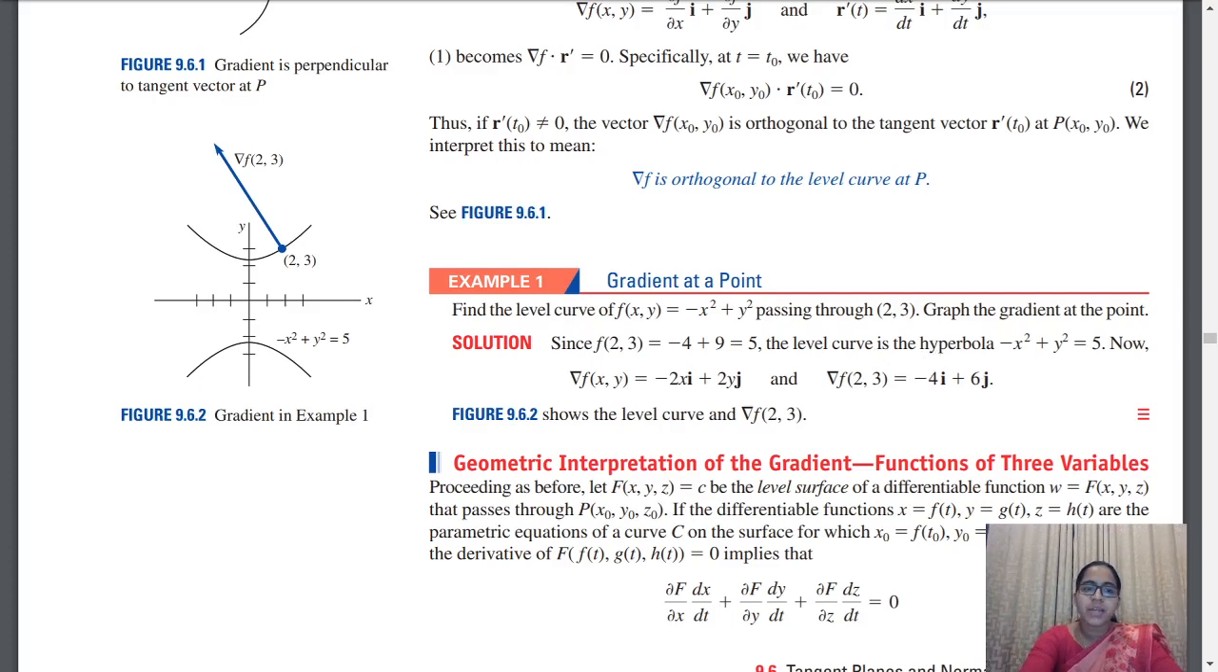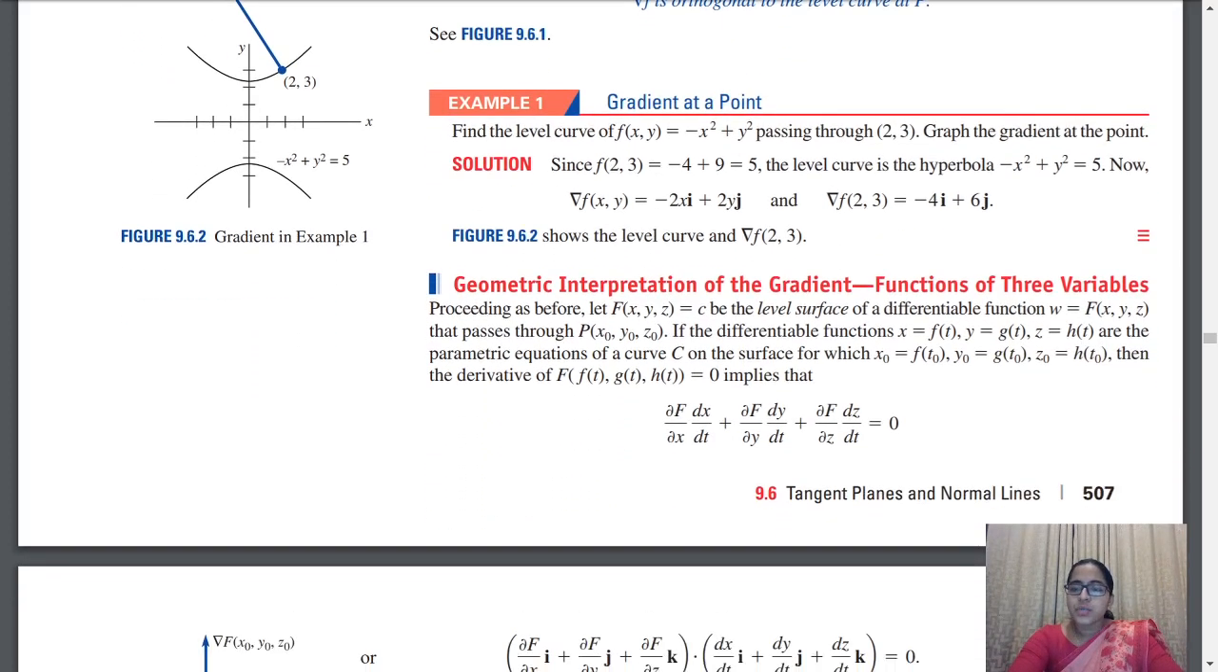You can see in figure 9.6.2 we have our level curves, and now we have to find grad f. For grad f, we just have to draw a normal at the point (2, 3). Now what will be grad f? Grad f will be -2x i + 2y j, and grad f at the point (2, 3) will be -4i + 6j. So when we are asked to find the level curve passing through any point, we just have to find the value of c.